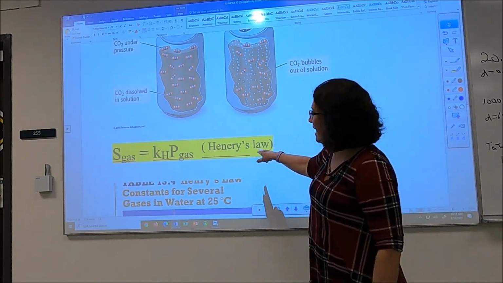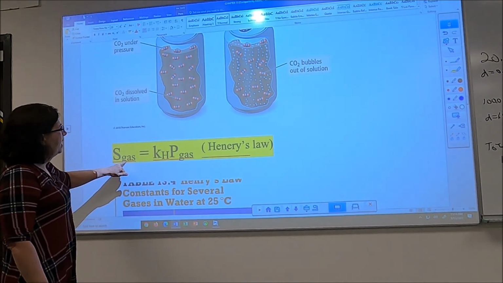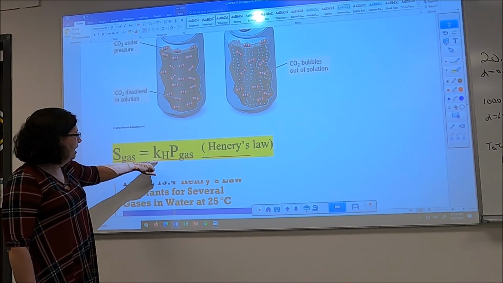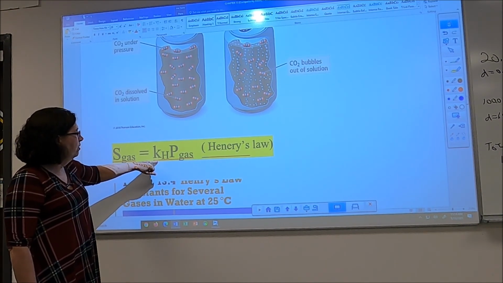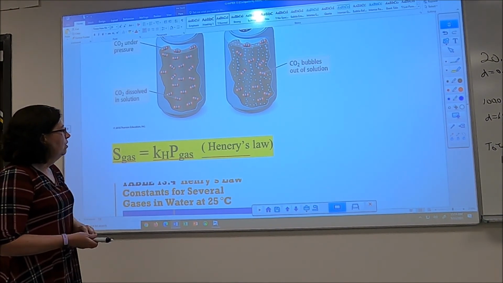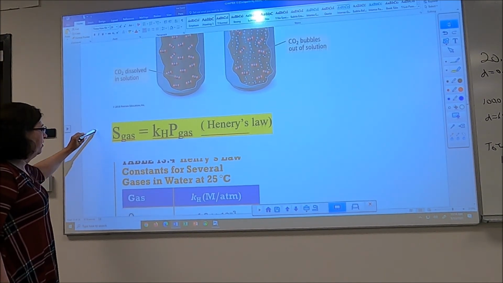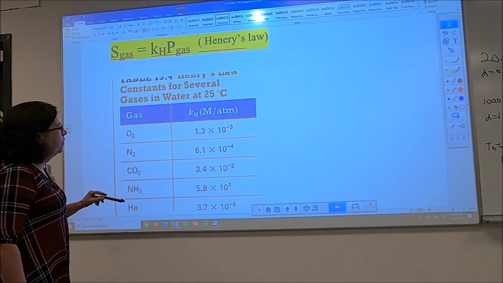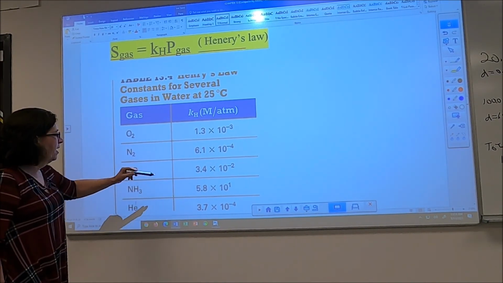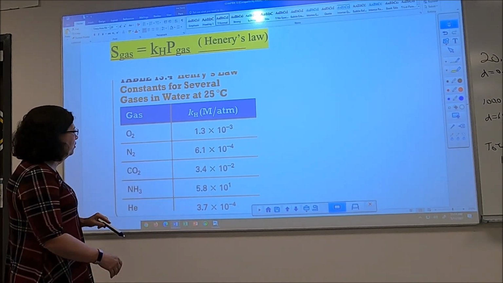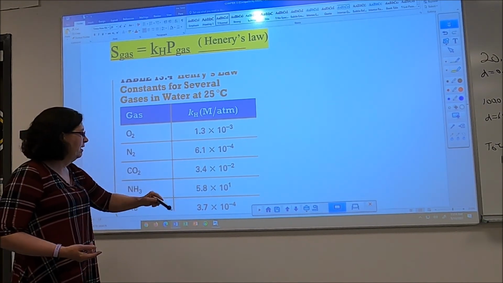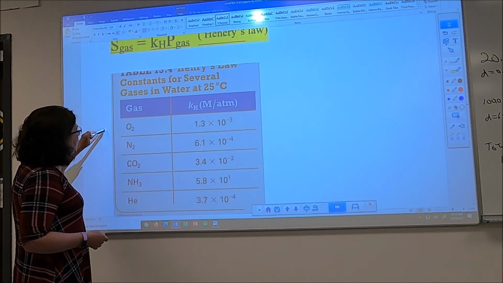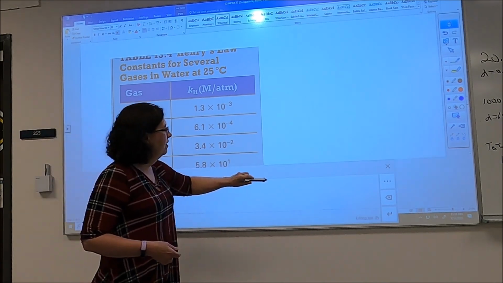So this is where we hit Henry's law. The solubility of a gas in a liquid is equal to Kh, which is called a Henry's law factor, times the pressure for that gas. For oxygen, it's 1.3 times 10 to the minus 3. For carbon dioxide, it's 3.4 times 10 to the minus 2. Ammonia, 5 times 10 to the 1. Helium, 3.7. Different substances have different Henry's law factors.